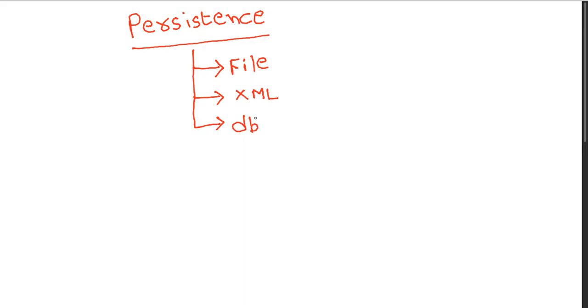Saving the data in a database using JDBC. By using JDBC, you can save the data. These are the persistence types in Java. By using Java, you can save the data. And in a database, you can save the data using ORM tools.